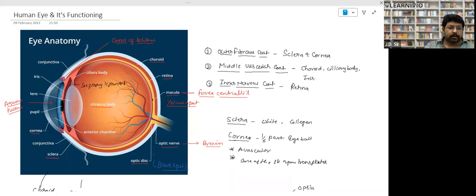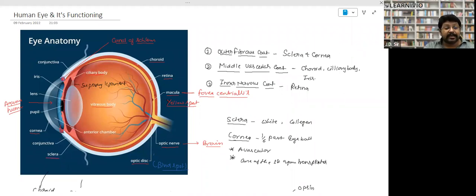Then there is the inner layer, this yellow color layer called retina. Retina is basically the place where the formation of image takes place. You all know that, right? This outer part, the sclera, is an avascular part. It does not have any blood supply, right? The innermost layer is retina. Retina has a number of neurons and nerve cells and rod and cone cells, right? And the formation of image takes place here.